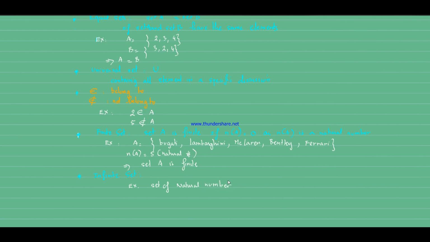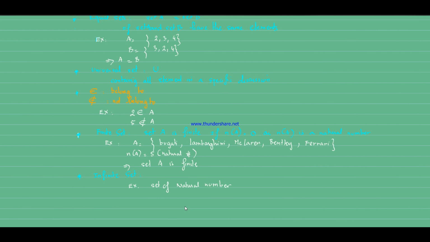We can count it, but we cannot finish counting. You know, natural numbers are 1, 2, 3, 4, 5, 6, 7, 8, and so on and so on. So we can count it, but we cannot finish counting. So that's what we call a countable infinite set. I don't want to talk too much about this, okay? Especially the more theoretical parts regarding finite sets and infinite sets.